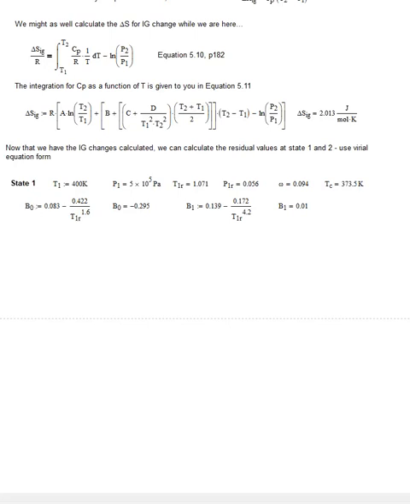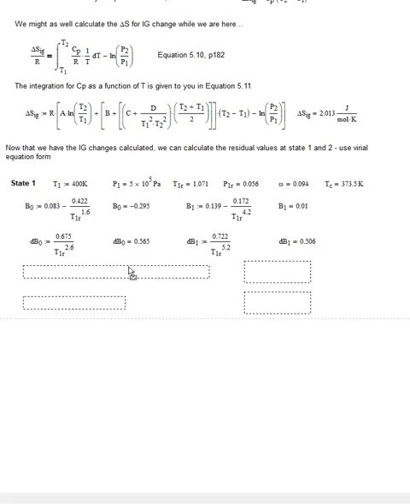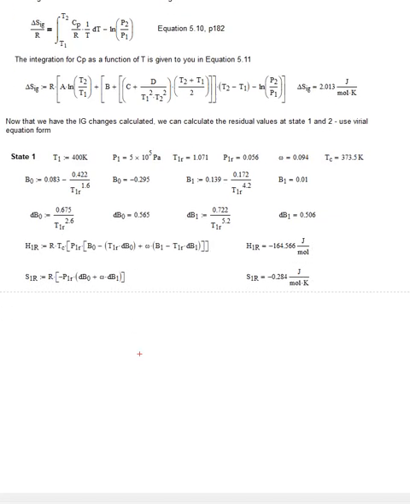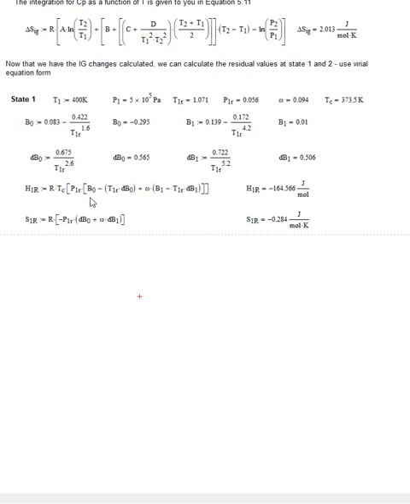So now we do the B0, B1, dB0, dB1 calculations, and then from there we use the equations in chapter 6 to calculate your H1R and S1R. And so again, if you were using the Lee-Kesler tables, you have to do 4 different interpolations to get it, but here we just solve these equations. So these are the residuals. This is the residual values for state 1. So going from the real gas state to the ideal gas state.